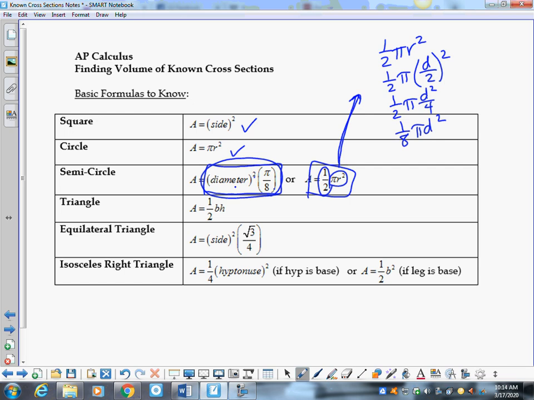And an isosceles right triangle means those two sides are equal, but the hypotenuse is not. So if it's laid with its hypotenuse on the two-dimensional shape, then it's 1/4 hypotenuse squared. If it's laid like it is right here with a leg on the base, then it's 1/2 base squared.